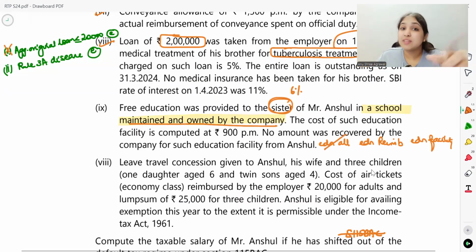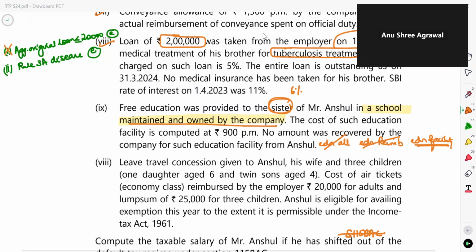It will be allowance only if they use the word allowance. They're not using the word allowance. It is not reimbursement. Employer is not just reimbursing the fee. It's a facility. If it is in a school which is owned or maintained by the employer, it does become a facility. Okay, so it is an education facility.